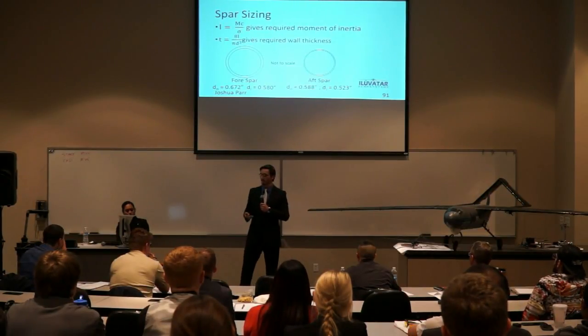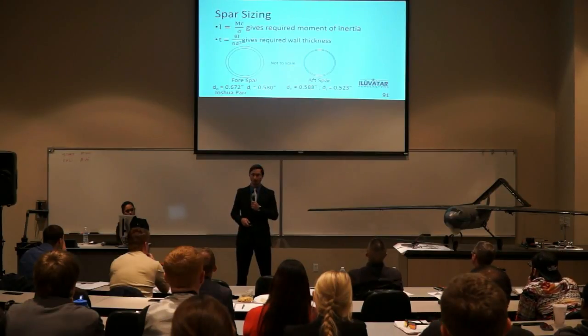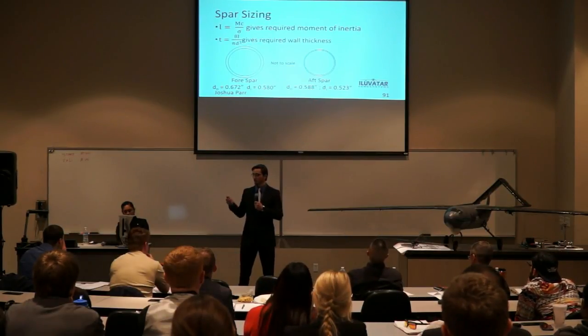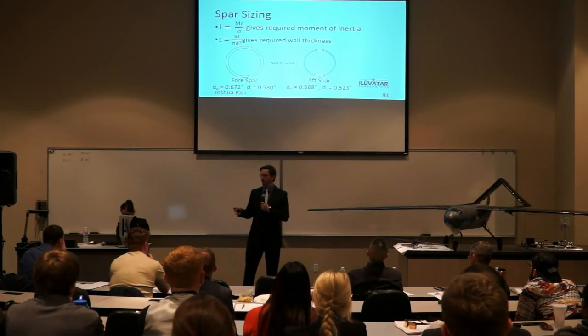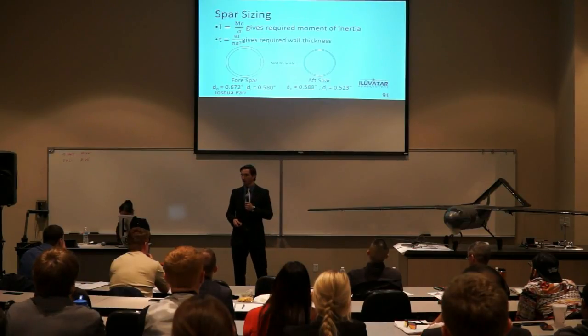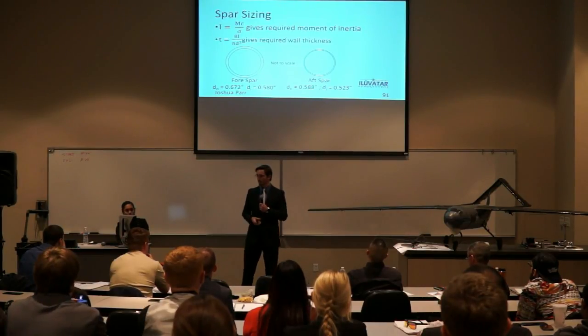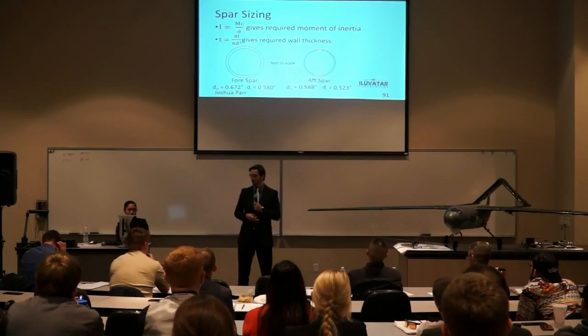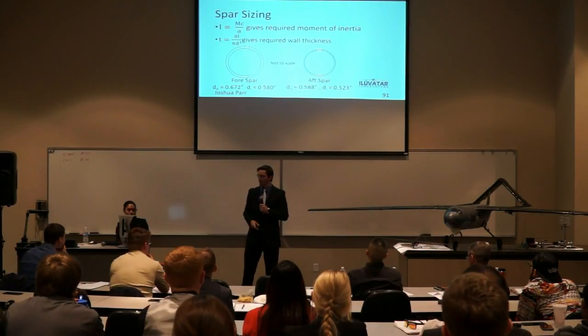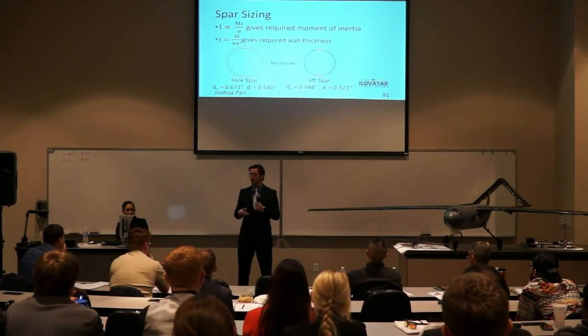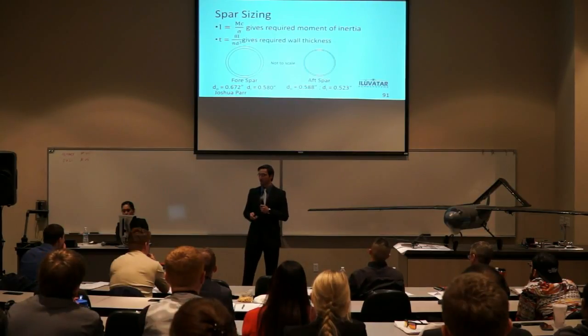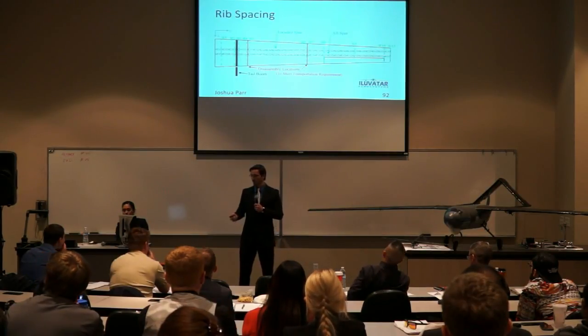With the spar sizing, we use this equation to find the required moment of inertia. Then we plug that required moment of inertia into this thickness equation to find the required wall thickness. As you can see on there, our D0, or D initials, are our initial outer diameters, and the DIs are the initial inner diameters, and that was based off the thicknesses. I'll talk more about that in just a second.